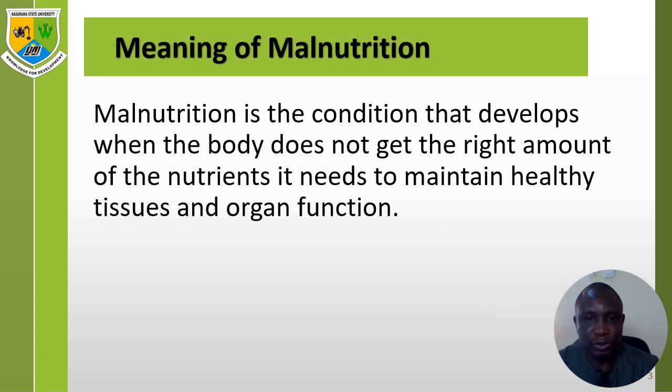What is malnutrition? Malnutrition is the condition that develops when the body does not get the right amount of the nutrients it needs to maintain healthy tissues and organ function. When we talk about the right amount, we are talking about the quantity and also the quality. So, for the body to develop, the body must have nutrients in the right amount. And to a layman, malnutrition can be referred to as bad nutrition.